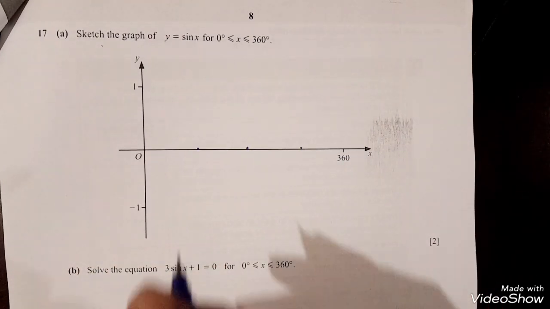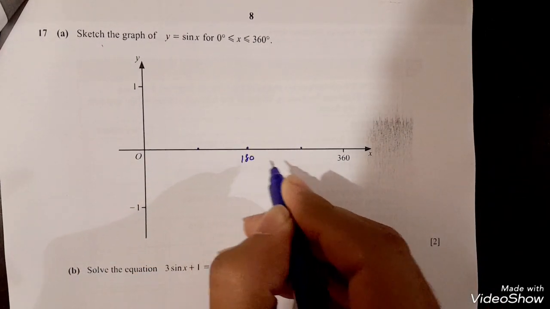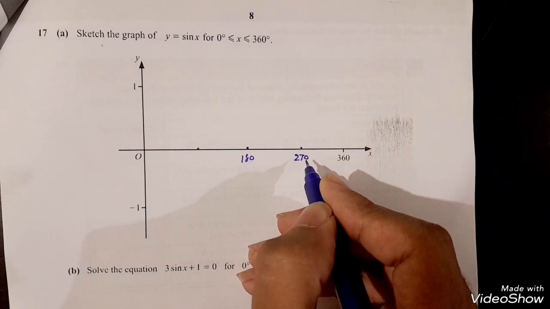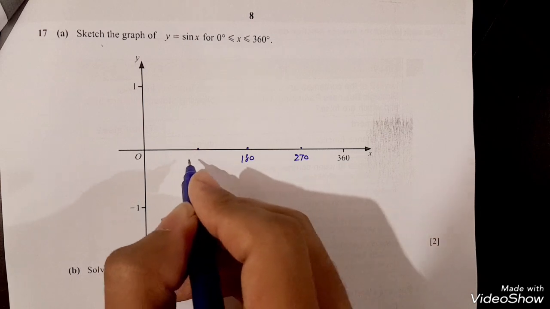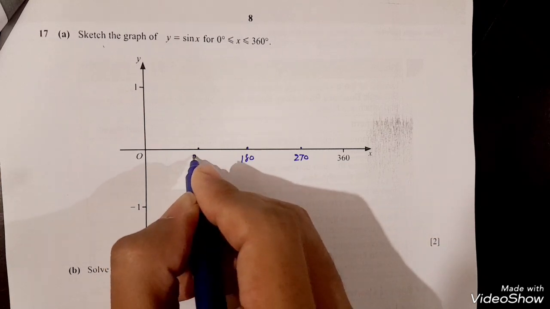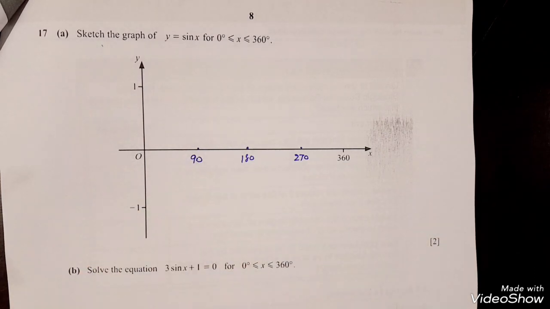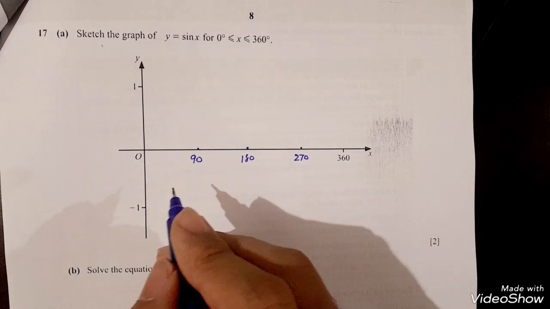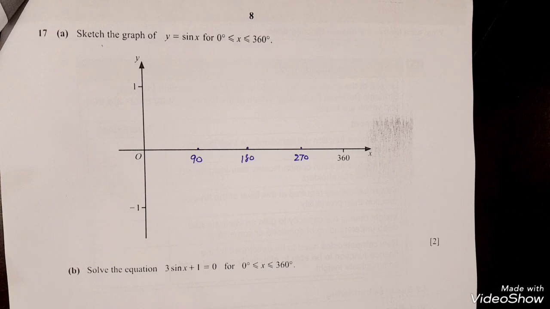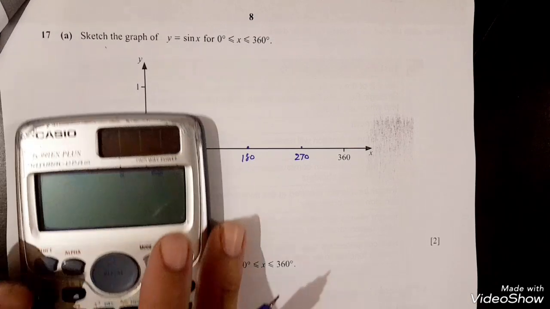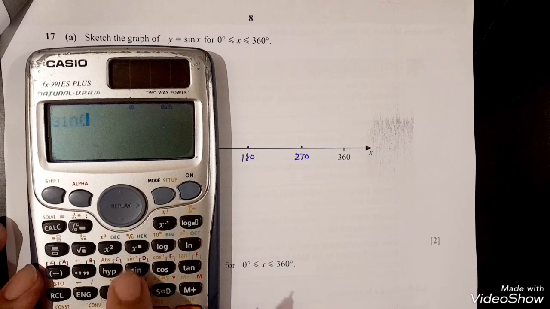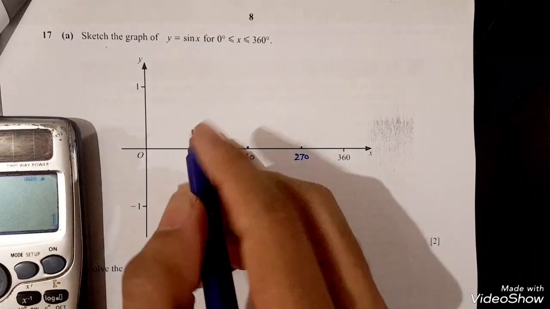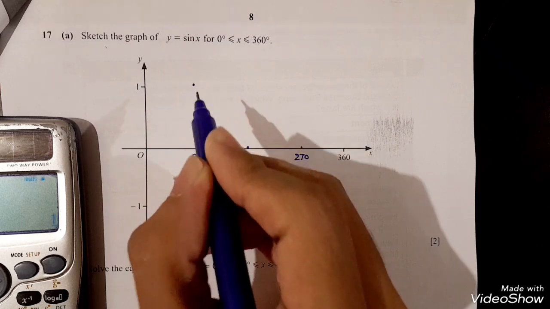So this will be 180, 270, and over here it will be 90 degrees. Then we will use sine 90 in the calculator. Sine 90 will be 1. So the first point will be over here.